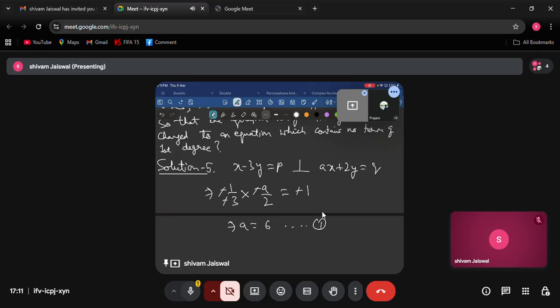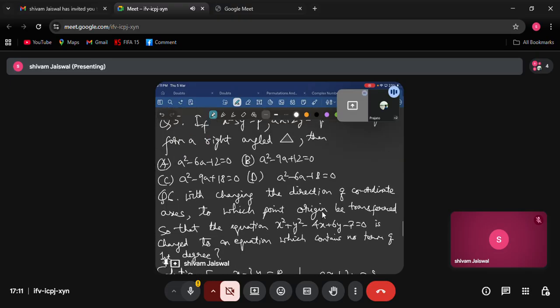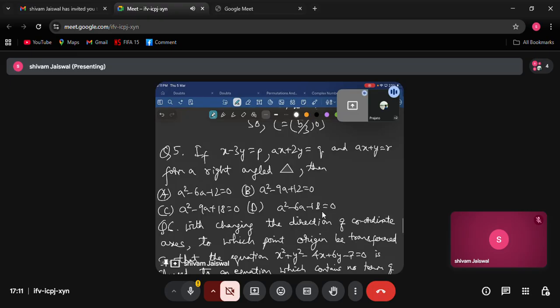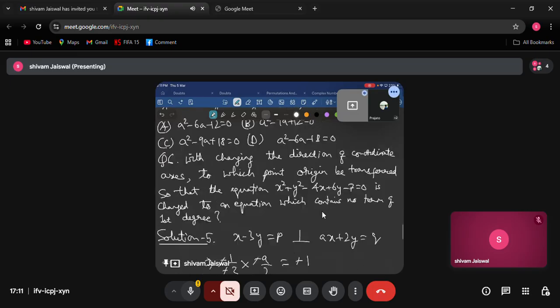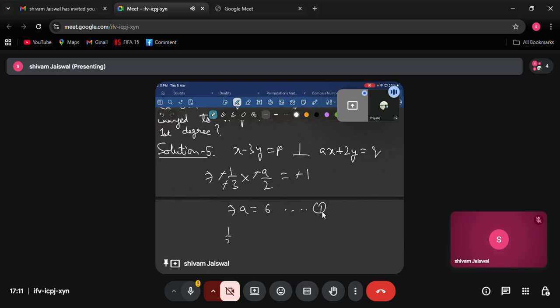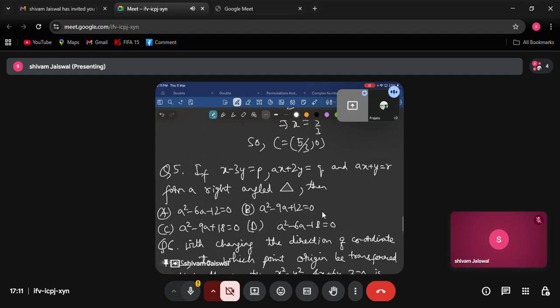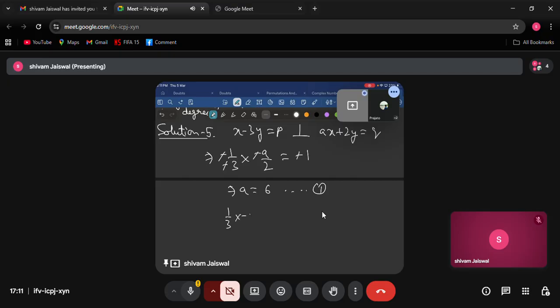Next, it can happen that x minus 3y equal to 3 is perpendicular to ax plus y equal to what? So again, 1 by 3 multiplied by minus a is equal to minus 1. So a is equal to 3, right?